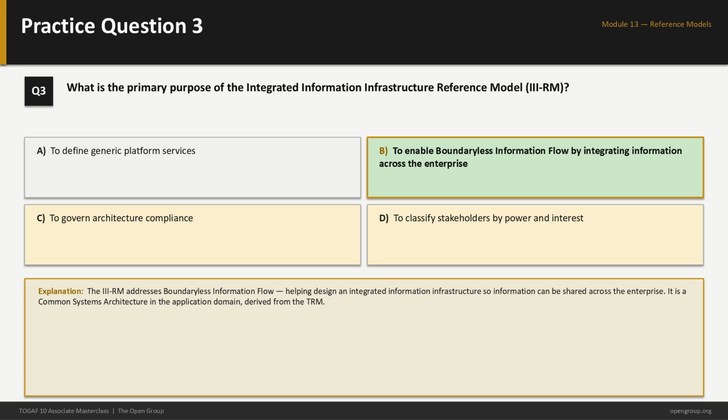Question 3. What is the primary purpose of the Integrated Information Infrastructure Reference Model, 3RM? Pause to consider your answer. The correct answer is B. To enable boundaryless information flow by integrating information across the enterprise. The 3RM addresses boundaryless information flow, helping design an integrated information infrastructure so information can be shared across the enterprise. It is a common systems architecture in the application domain, derived from the TRM.